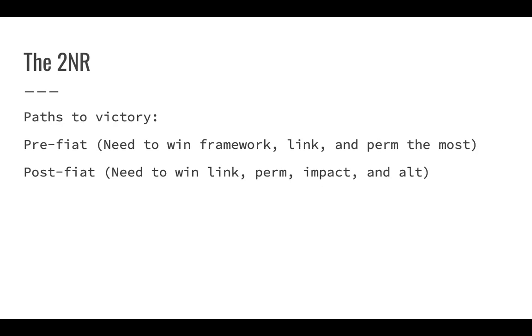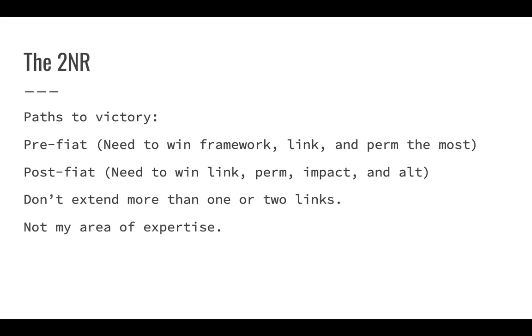And then post-fiat, you still need to win the link, you still need to win the perm, but now it's less important that you win framework and much, much more important that you win the impact and that you win the alternative. Because if you're not winning both of those things, there's very little reason to vote for you in a post-fiat world. You're generally not supposed to extend more than 1 or 2 links.